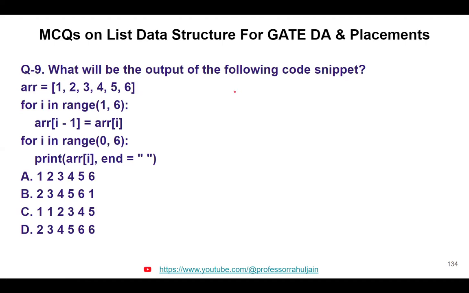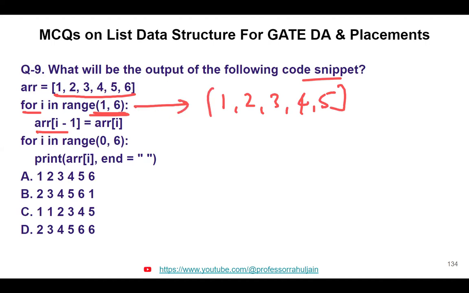Question number 9, what will be the output of the following code? Basically here you can see the original array is 1, 2, 3, 4, 5, 6, and we are running the for loop with i in range 1 to 6. That is, it will go 1, 2, 3, 4, 5. It will run 5 times only, right?